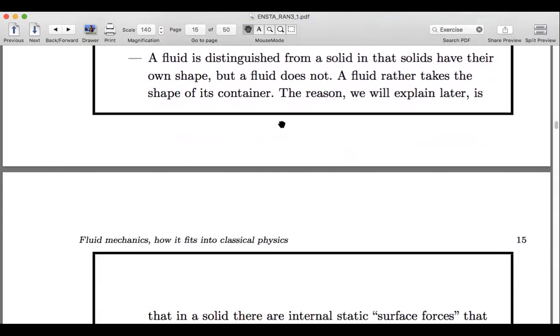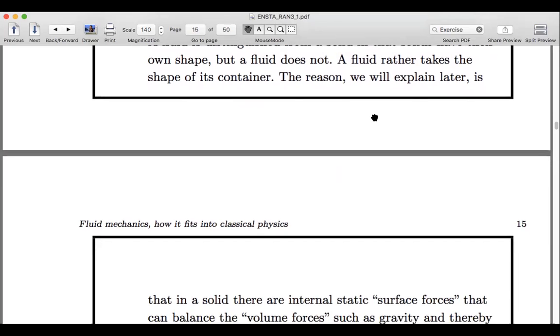So how do we distinguish a fluid from a solid? Solids have their own shape, whereas a fluid doesn't. That's a kind of obvious, intuitive notion. If you pour a fluid into a container, or consider the gas in this room, it takes the shape of its container. So this is a familiar notion.